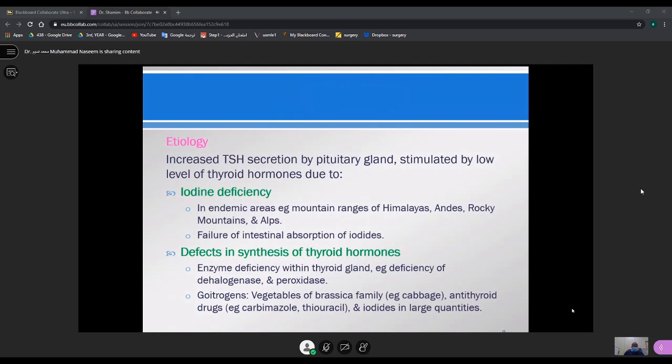Etiology in detail: this is due to increased TSH secretion by the pituitary gland. And why does TSH become increased? This is stimulated by a low level of thyroid hormone. So you can see that as thyroid hormone is low, TSH increases. And this goes on. A repeated cycle of this occurs.